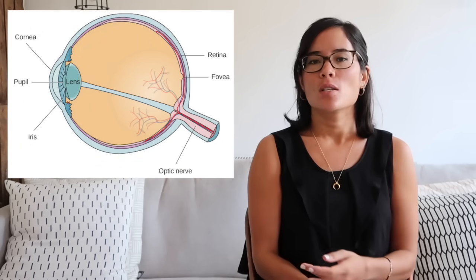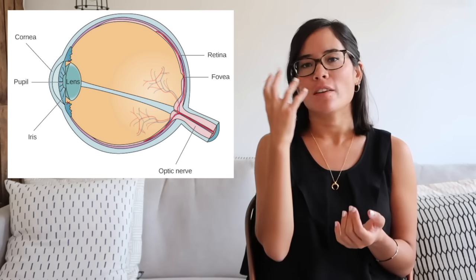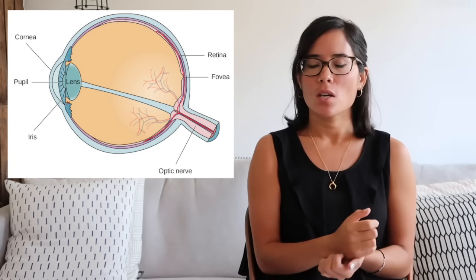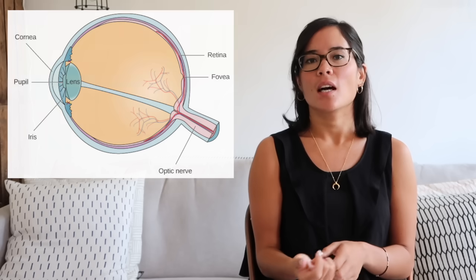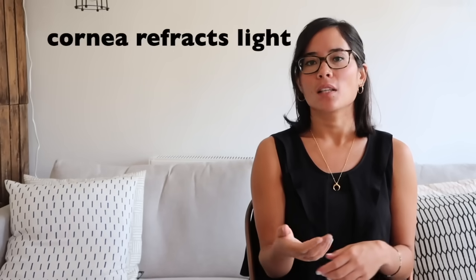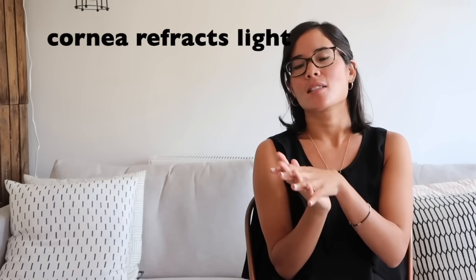Right, we're going to look now at the eye. You need to know lots about this. It's a very important sense organ. So I'm going to start by running through its various structures and their roles. So first of all, light enters the eye and it hits the cornea. So the cornea's role is to refract the light, to bend that light as it enters the eye.